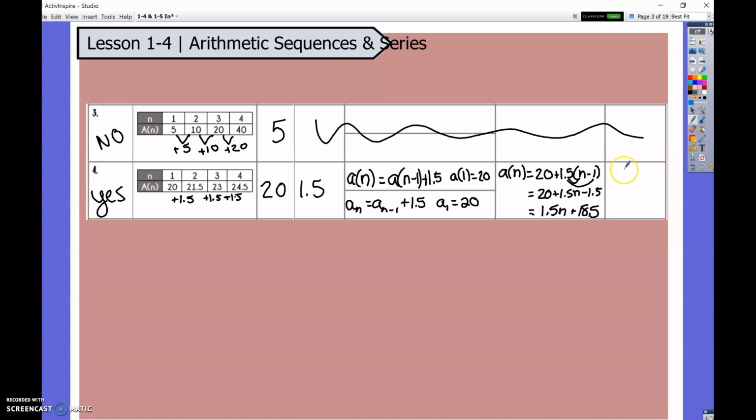Now I want to figure out my 100th term. I'll just put that 100 into the equation and add 18.5. I will get 168.5.